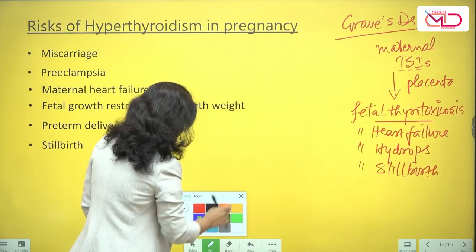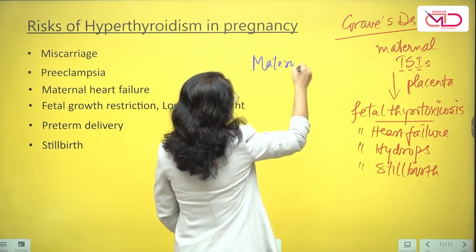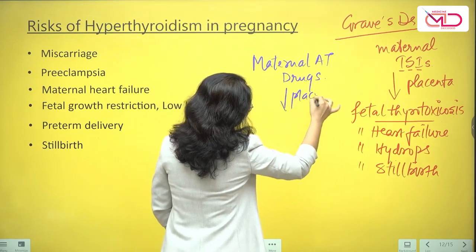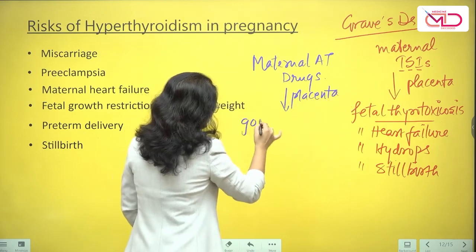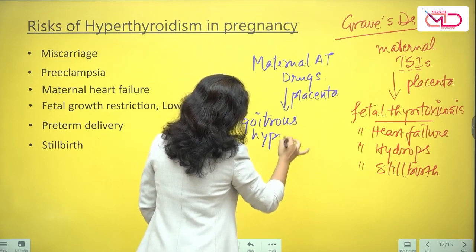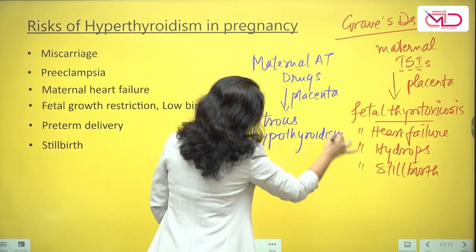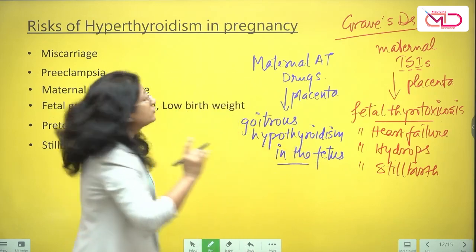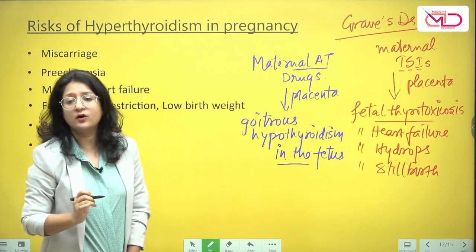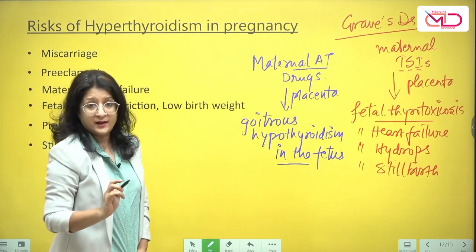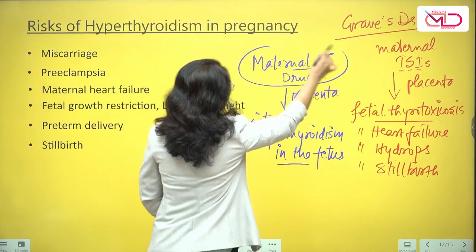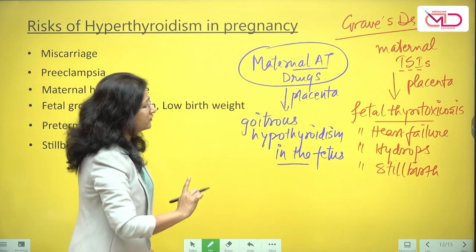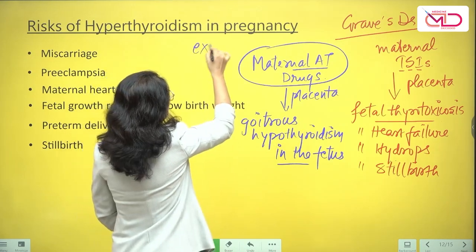Another kind of fetal involvement could be that the mother is on antithyroid drugs for treatment, and these drugs can cross the placenta and cause goitrous hypothyroidism in the fetus. Now, that doesn't mean that one should not treat maternal hyperthyroidism or Graves' disease with antithyroid drugs, because the risk is very less. The advantages of using the treatment are more as compared to the risks involved. And these risks are mainly there when we are using excess dosage.